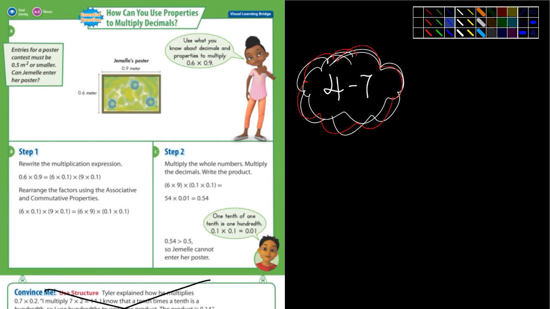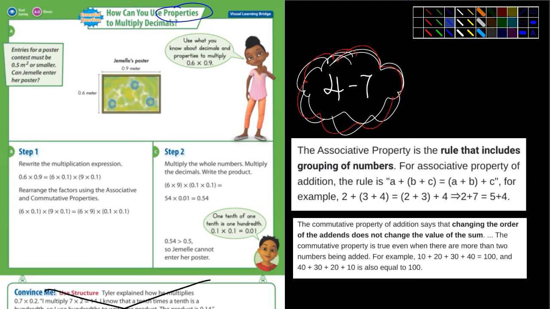So they're talking about using properties to multiply decimals. When they say properties here, they're talking about the associative property and the commutative property. So let me pull them up here so you guys can see them. Take a look at these right here. The associative property. Here's what I want you to remember.